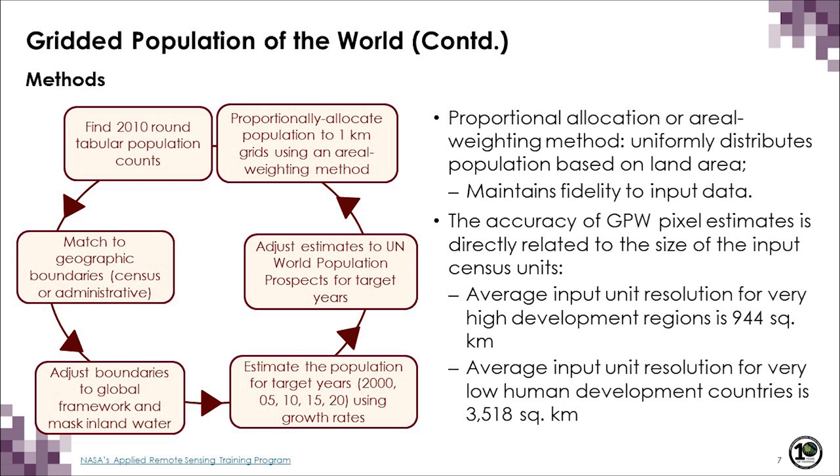The proportional allocation or areal weighting method uniformly distributes population based only on land area. This maintains the fidelity to the input data. But on the other hand, the accuracy of a GPW pixel estimate is directly related to the size of the input census units, which varies widely among countries. For example, the average input unit resolution for very high human development regions is about 900 square kilometers. The average input unit resolution for very low human development countries is around 3,500 square kilometers. Accuracy would be higher for the former than for the latter.